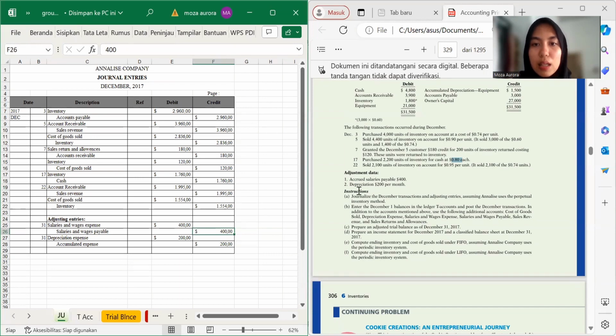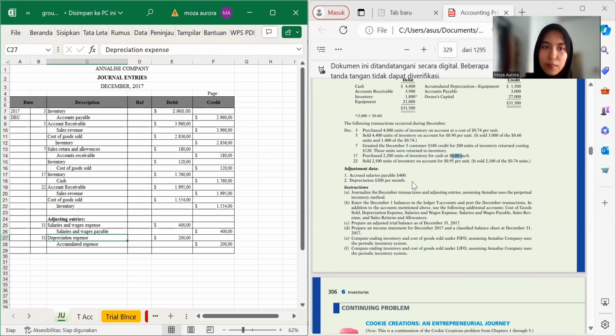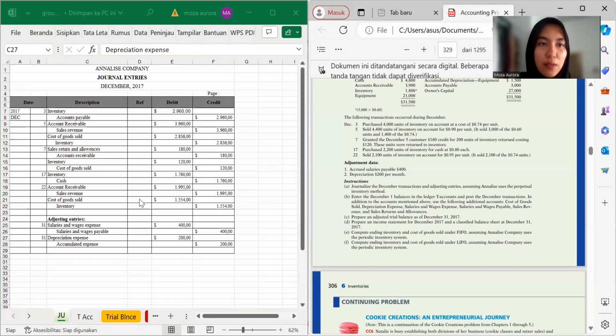$400. The second adjustment data is depreciation, $200 per month of equipment. The depreciation expense is recorded by debiting the expense account with a corresponding credit to accumulated depreciation. So depreciation expense on debit and accumulated depreciation on credit with the same amount of $200. Okay, I think that's all for journal entries, and we will move to point B.